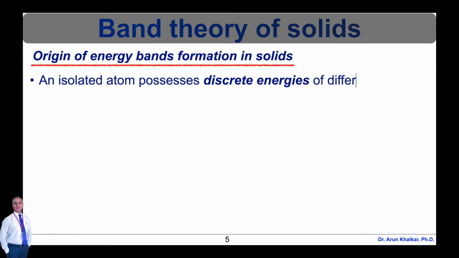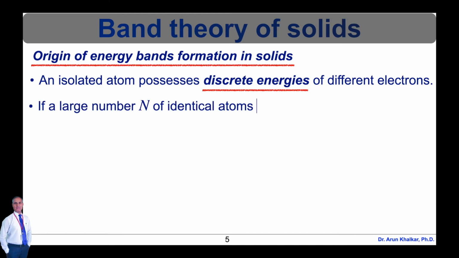An isolated atom possesses discrete energies of different electrons. Suppose two isolated atoms are brought to very close proximity, then the electrons in the orbits of the two atoms interact with each other, so that in the combined system, the energies of electrons will not be at the same level, but change, and the energies will be slightly lower and higher than the original value. So, in place of each energy level, two closely spaced energy levels exist.